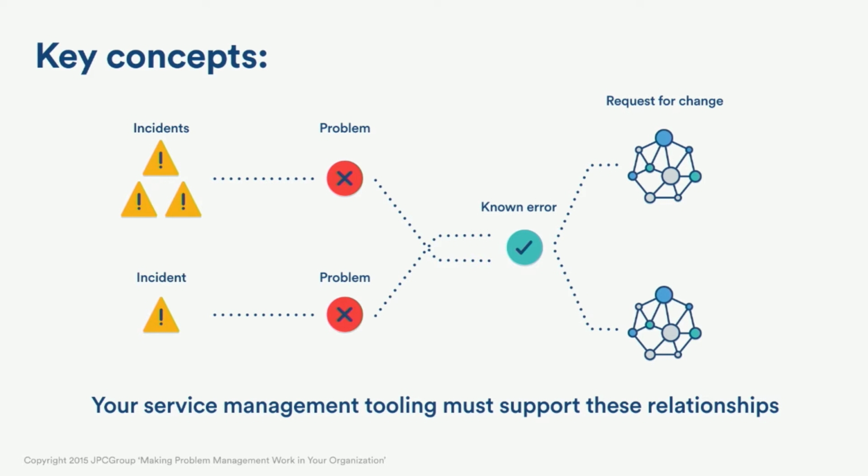Sometimes it may be too expensive to fix them. Sometimes it may be too expensive even to figure out how to fix them. But I need to figure out which ones I want to fix. Those are the problems. So I'm going to link the incidents to the problems, and hopefully I'm going to get some known errors. Hey, how do I fix this?